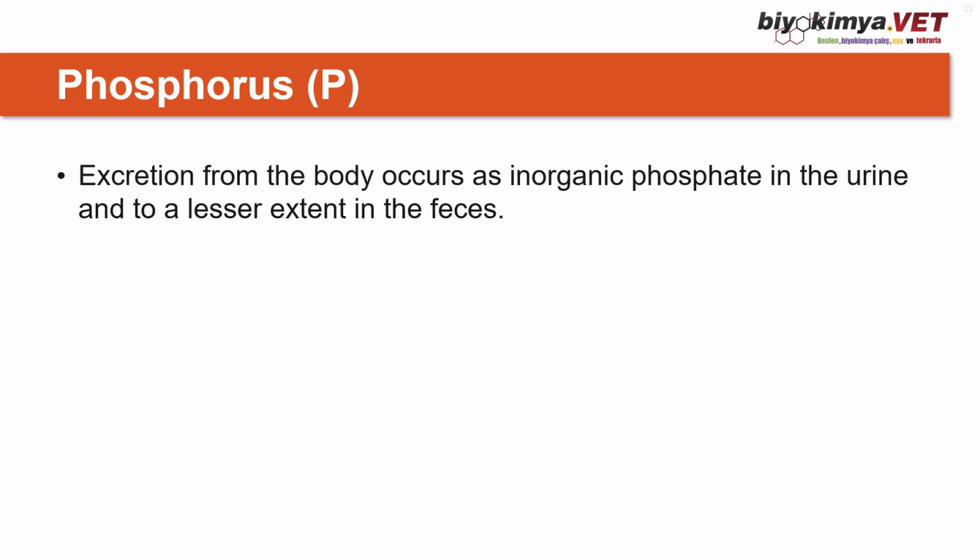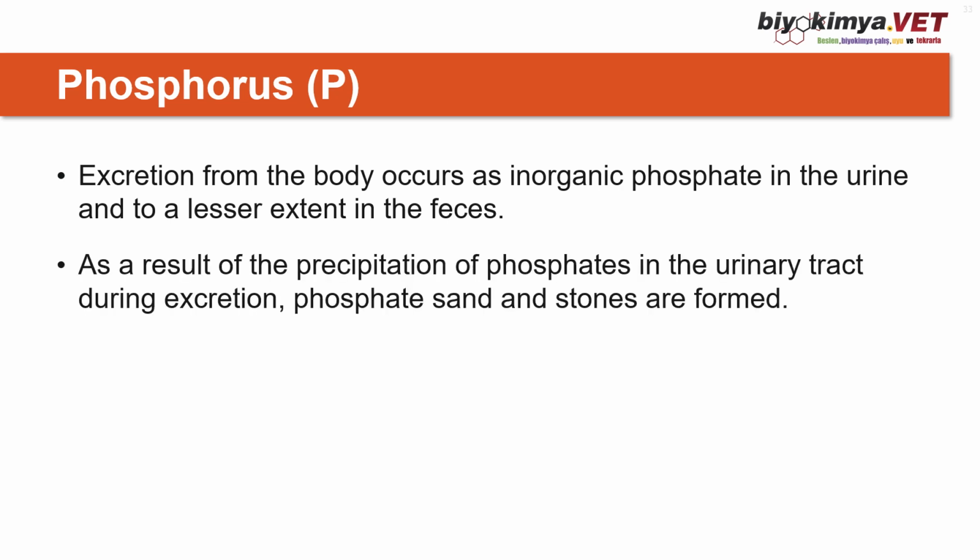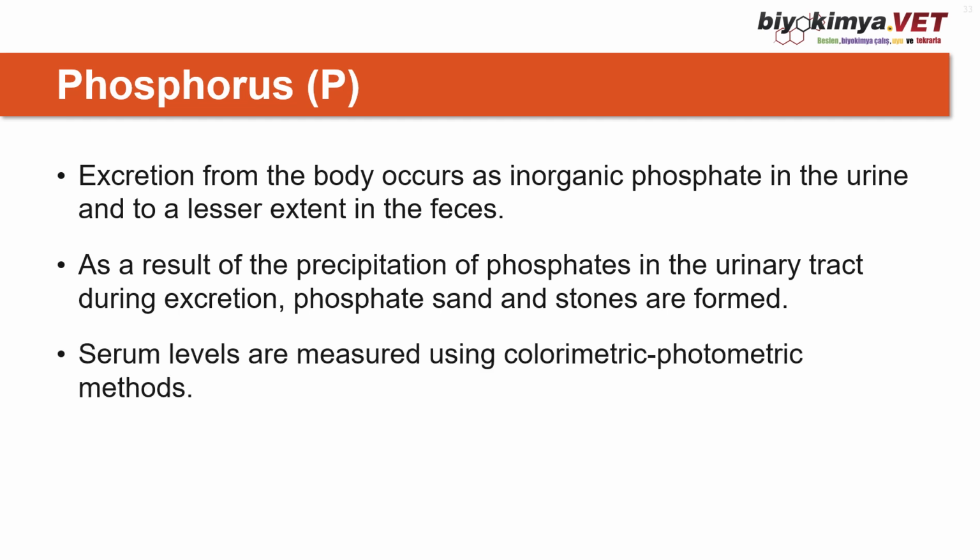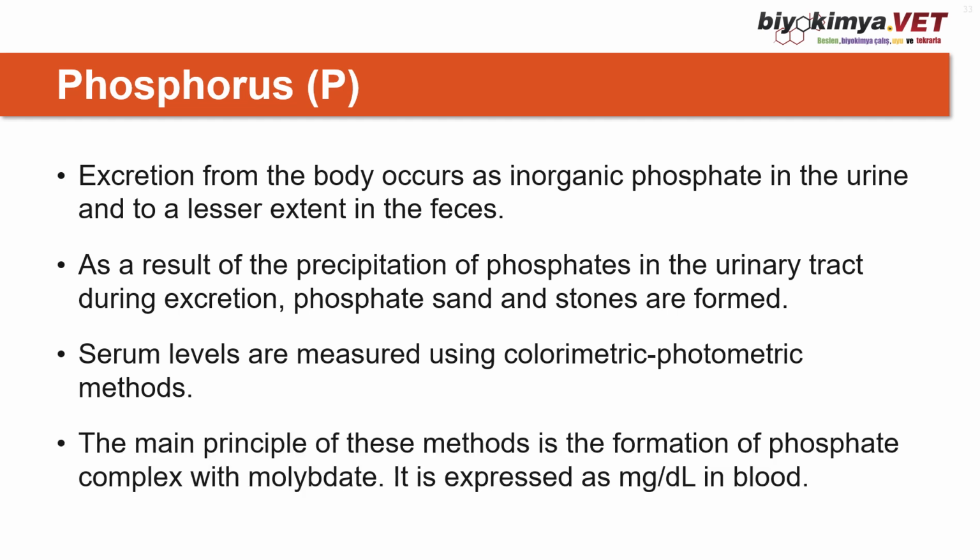Excretion from the body occurs as inorganic phosphate in the urine and to a lesser extent in the feces. As a result of the precipitation of phosphates in the urinary tract during excretion, phosphate sand and stones are formed. Serum levels are measured using colorimetric, photometric methods in many clinical laboratories, as we do. The main principle of these methods is the formation of phosphate complex with molybdate. And in general, we express it as milligram per deciliter or millimole per liter in SI unit.